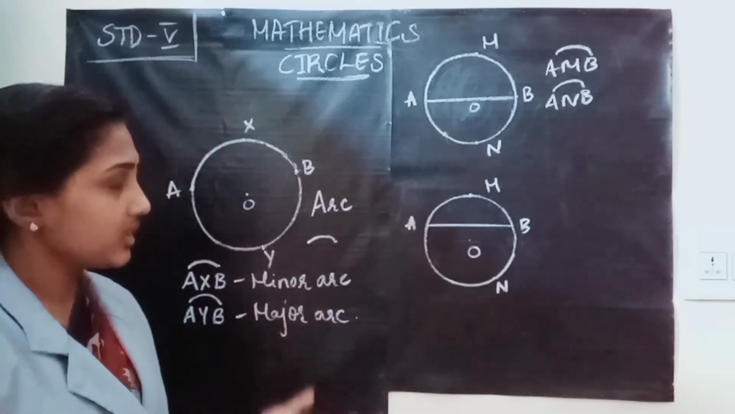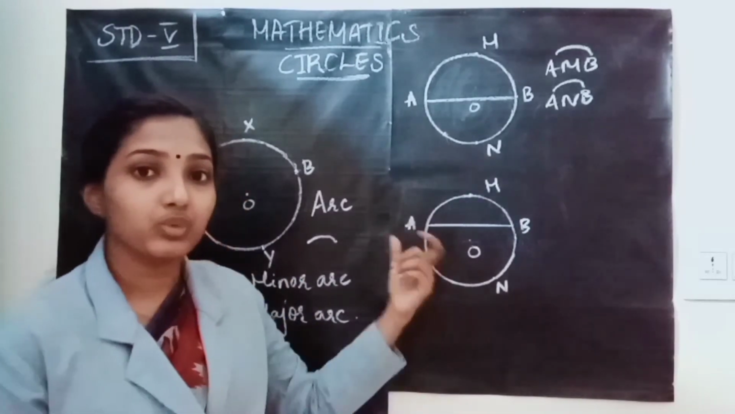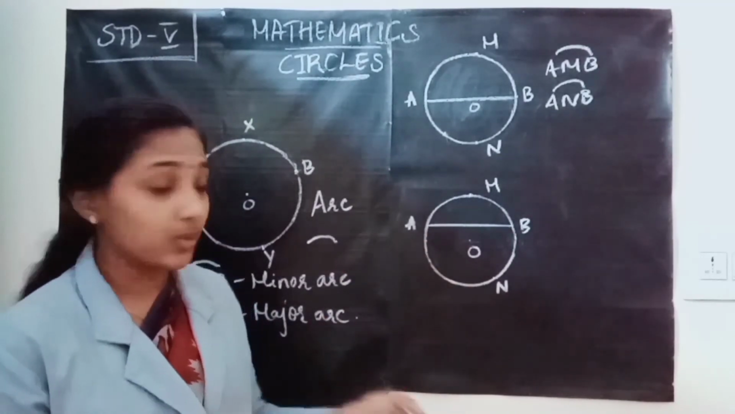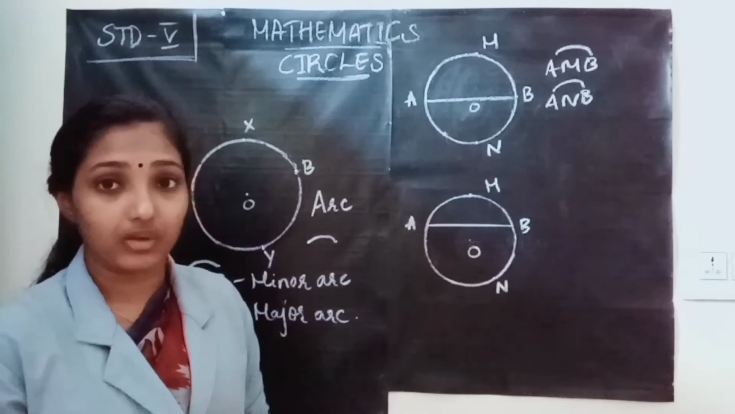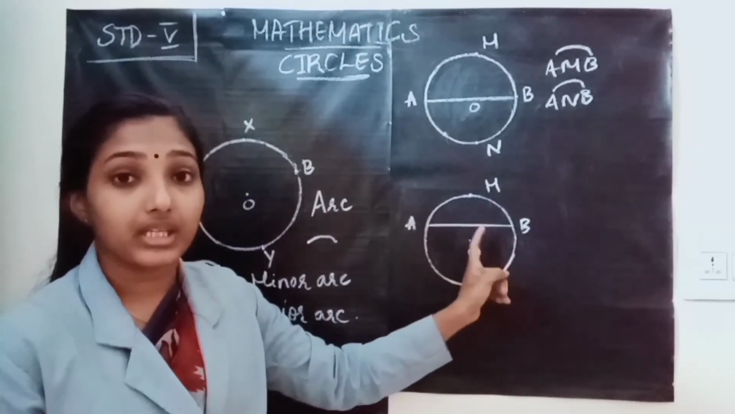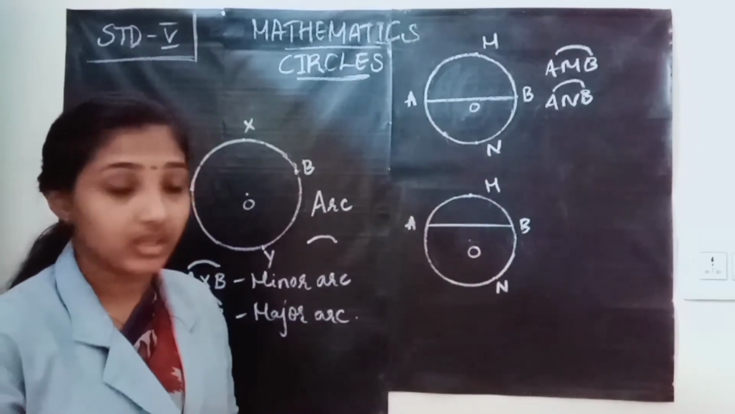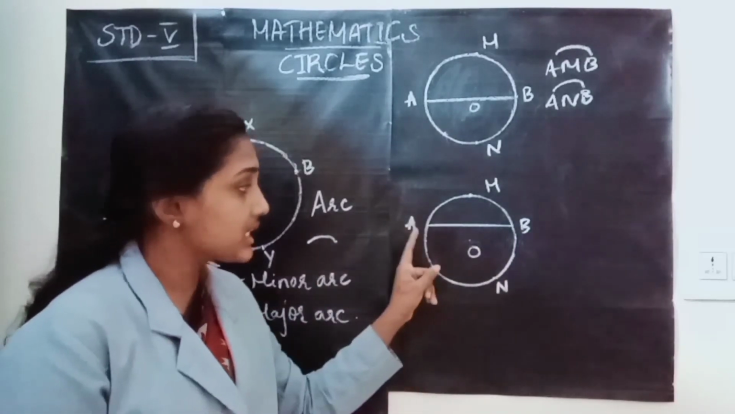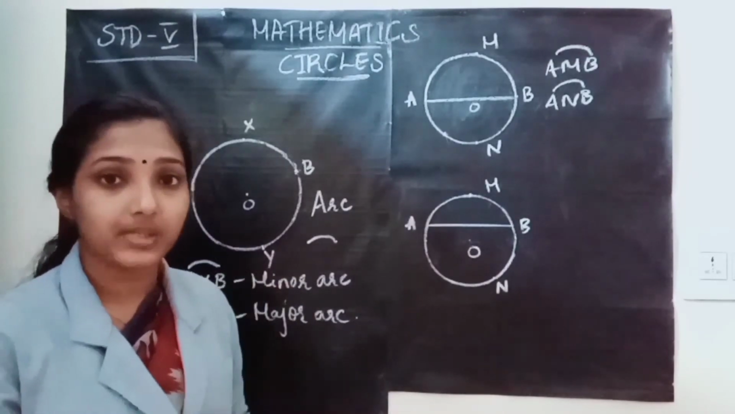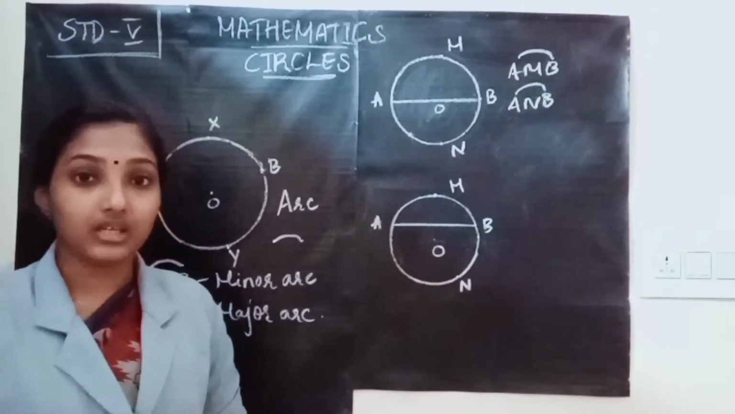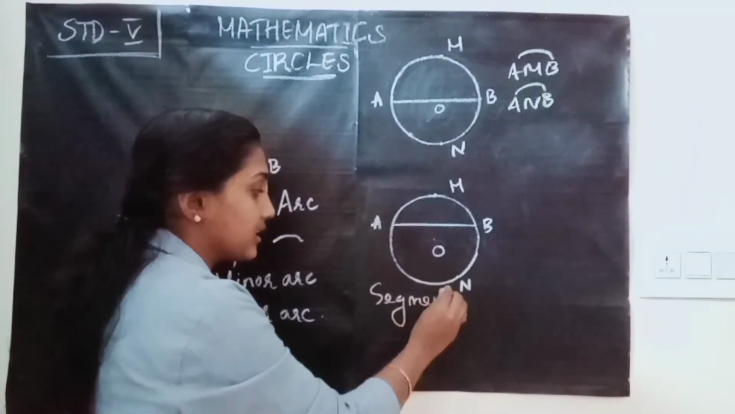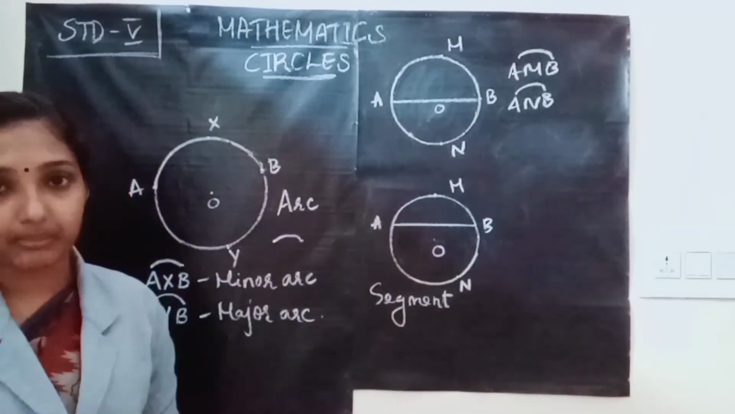Next, moving on to a third circle. Here also it is a circle with center O, and a chord is drawn. Here A and B are 2 points on the circle, and joining them we get a chord. This chord also divides the given circle into 2 parts, and each part of the circle is called a segment.